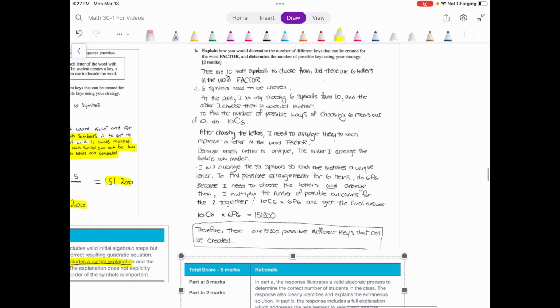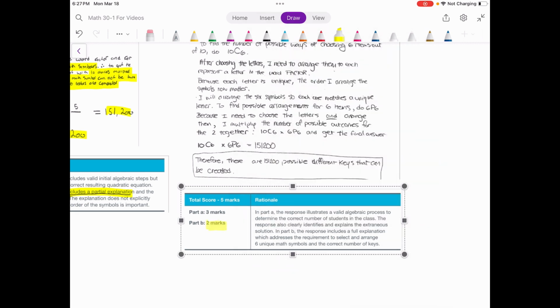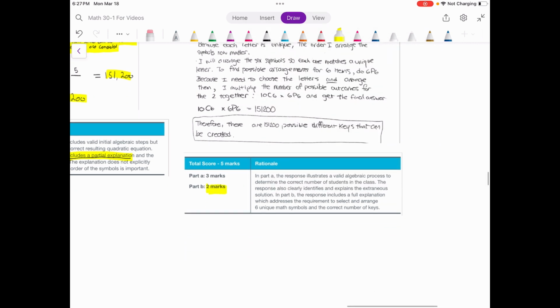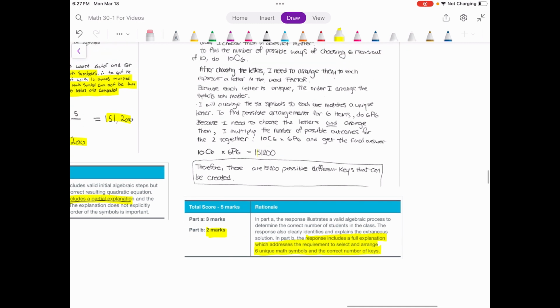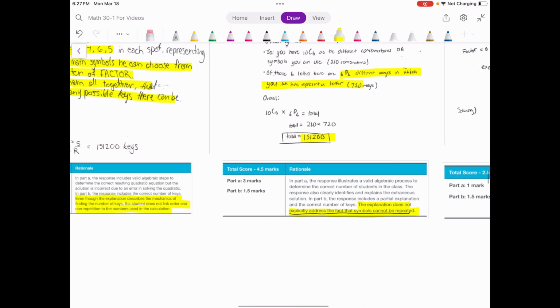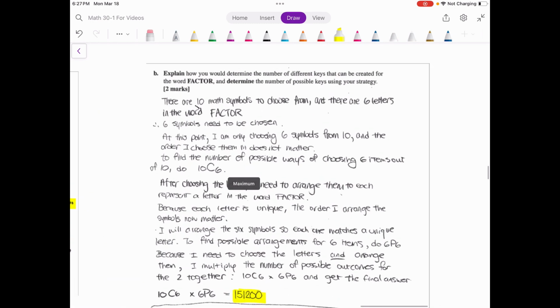Let's just take a look at one that got full marks, one that got 2 out of 2 on the diploma. Okay, so it says the response includes a full explanation, which addresses the requirement to select and arrange 6 unique math symbols, and it has the correct number. So notice all of these actually had the correct number. It was the explanation that was missing for some of them, or at least not complete.